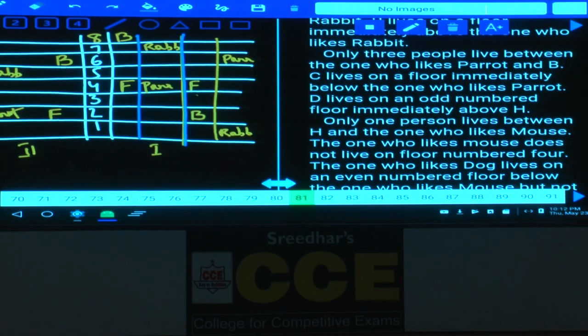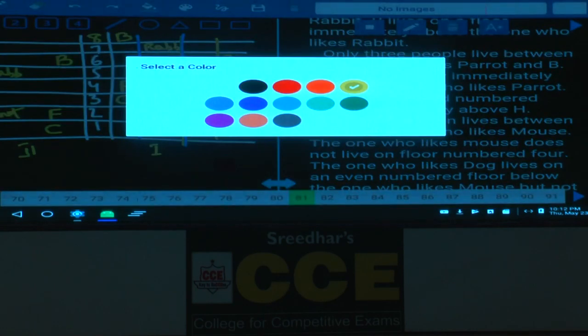Clear now? Then afterwards, C lives on a floor immediately below the one who likes parrot. C lives immediately below the one who likes parrot. C is here. Now C at this place. In this one, C must be on the ground floor. Done with this? And next one.